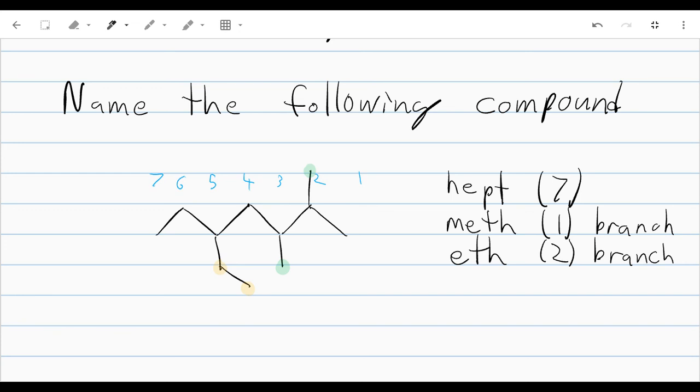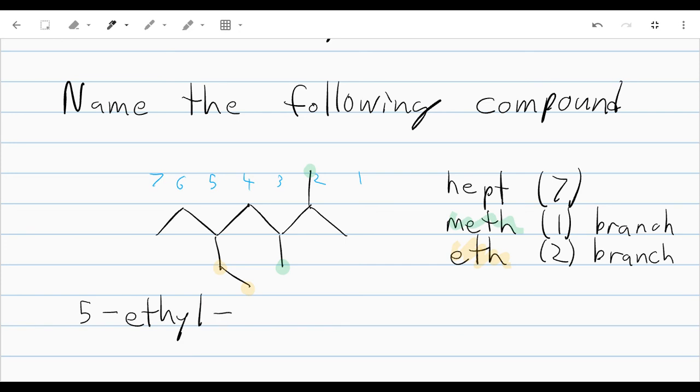Now we have all of the information we need to name this. When we're putting branches into our name, we're always going to go in alphabetical order. So we're actually going to start with eth, because eth comes before meth in the alphabet. So starting with our ethyl group on carbon 5, we would start with 5-ethyl.